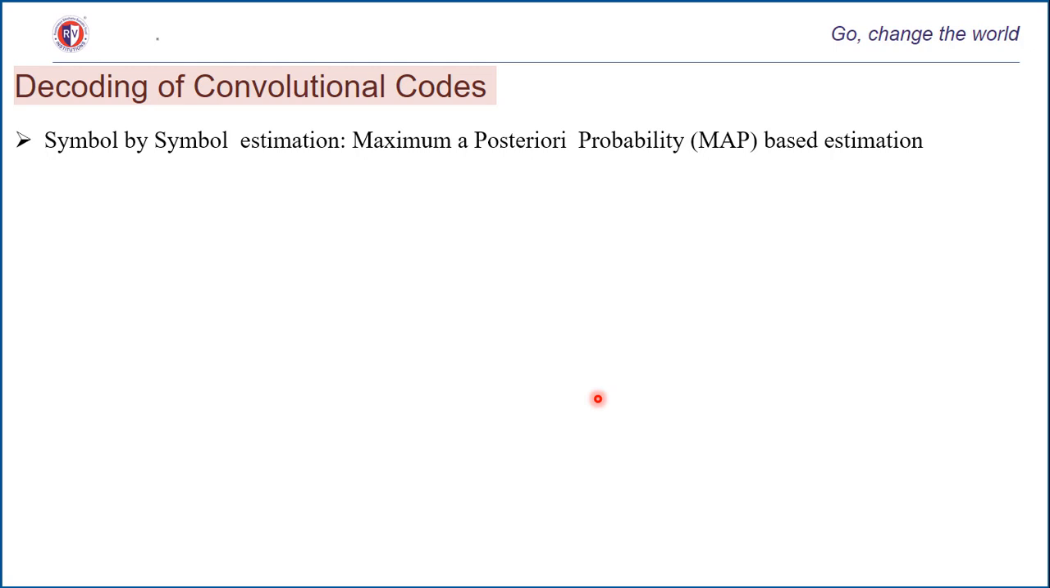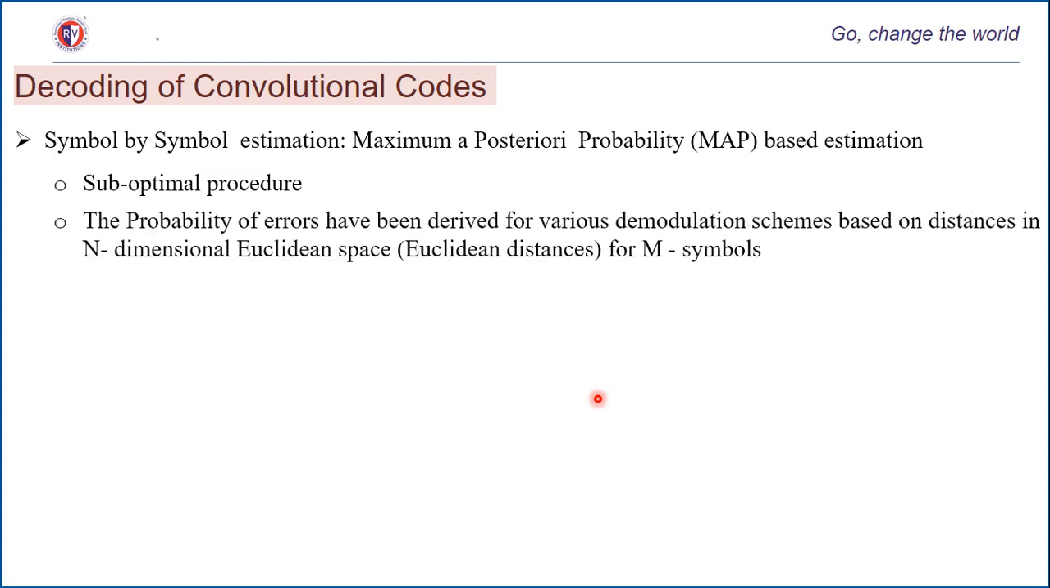There exist different methods for decoding convolution codes. Symbol by symbol estimation, or MAP, maximum a posteriori probability estimation, is a suboptimal procedure. We have derived probability of errors for various demodulation schemes based on distances in n-dimensional Euclidean space for M symbols. With all those expressions, we can decode convolution codes with maximum a posteriori probability.